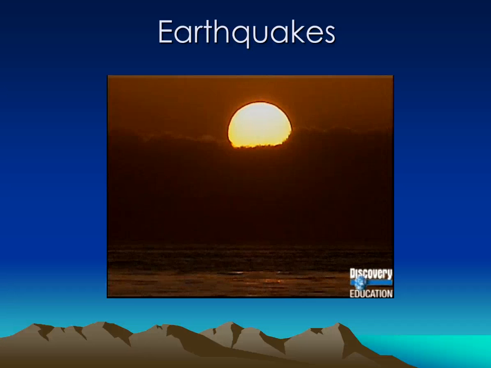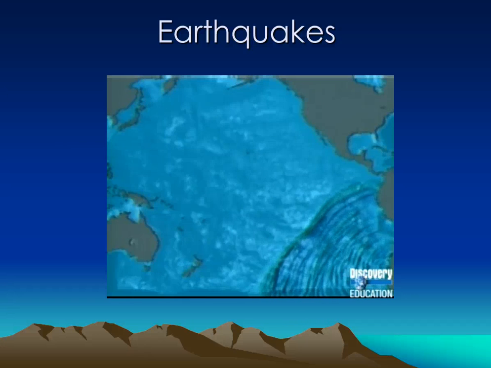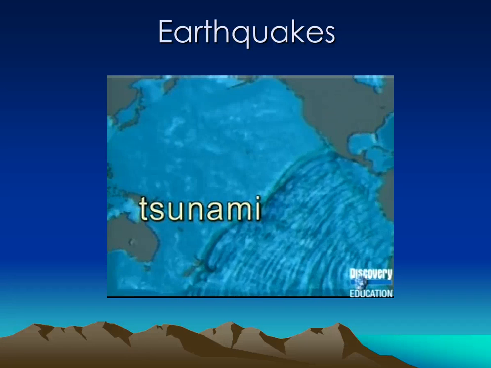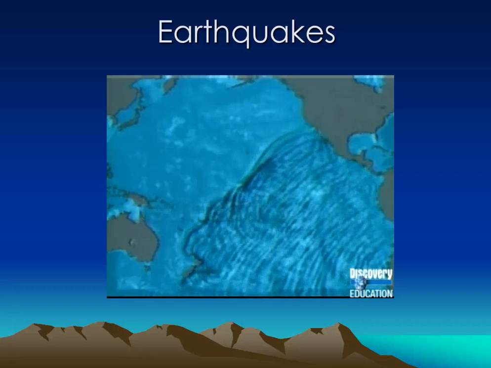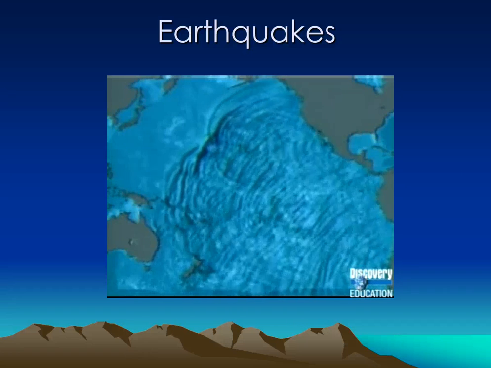Earthquakes affect not only land, but also the sea. An earthquake on the ocean floor can set in motion a huge and destructive wave called a tsunami. It can travel at speeds of over 100 kilometers per hour and can reach a height of 30 meters by the time it hits shore.